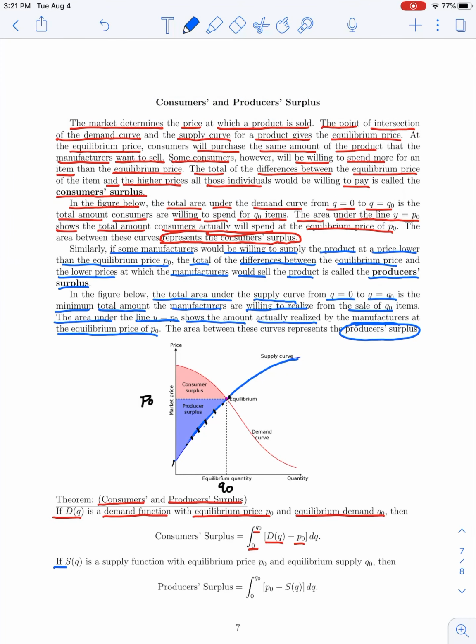And similarly, the producer surplus can be found by looking at a supply function, S of Q, which has an equilibrium price of P naught and an equilibrium supply of Q naught. This would be the area under the line defined by the equilibrium price, P naught, minus the area under the supply function, over our interval from 0 to Q naught, the equilibrium quantity.